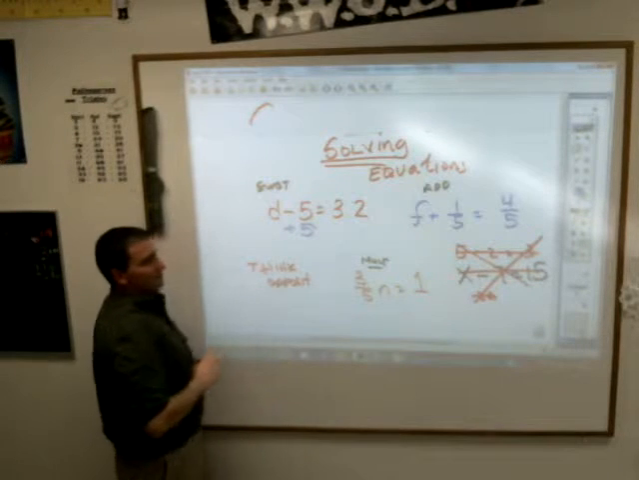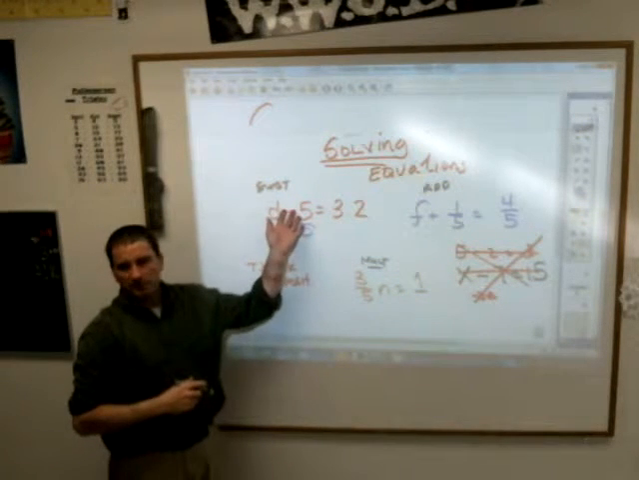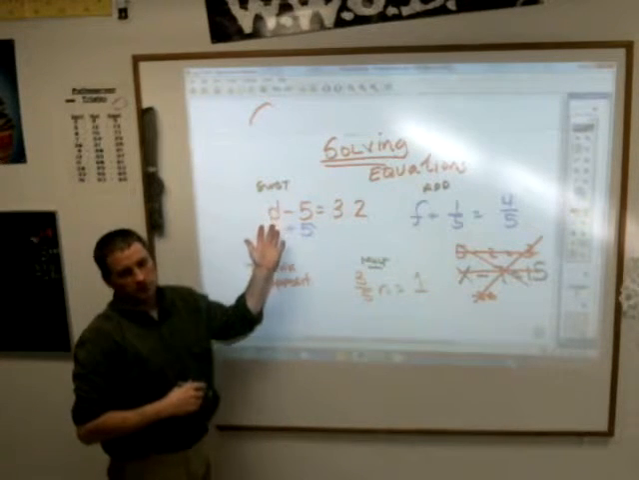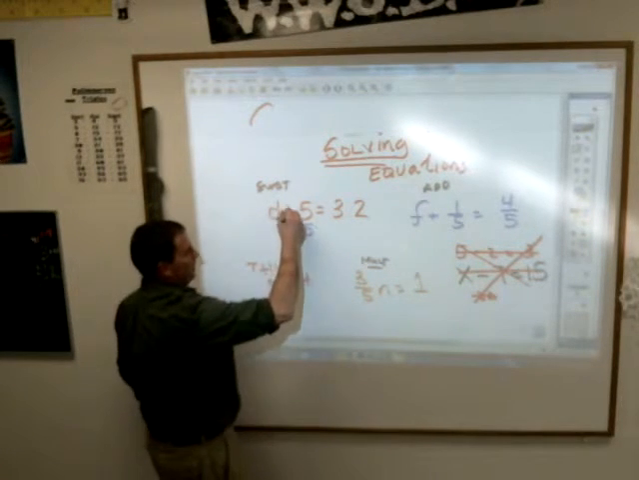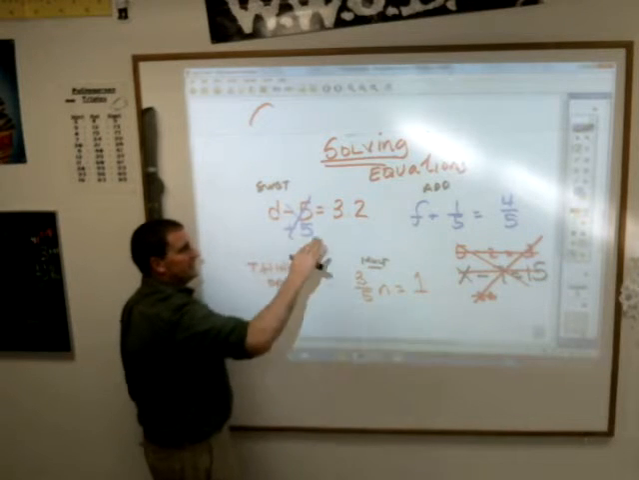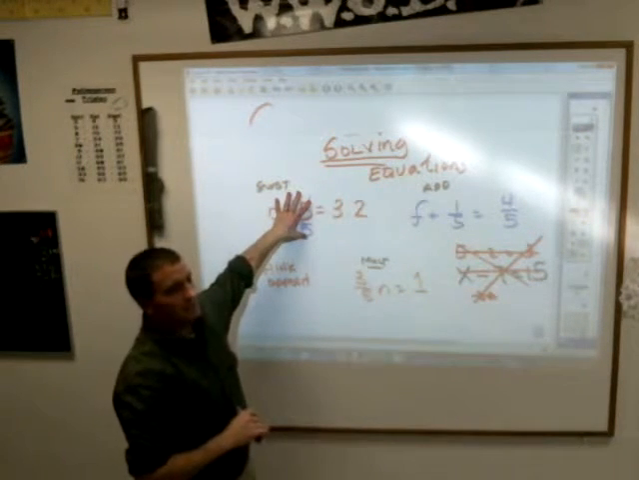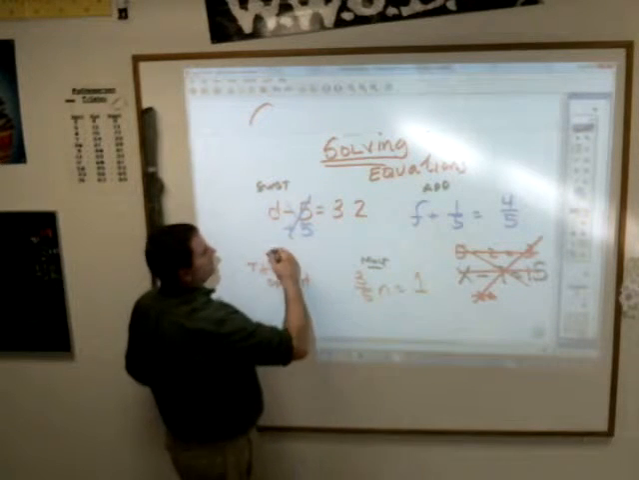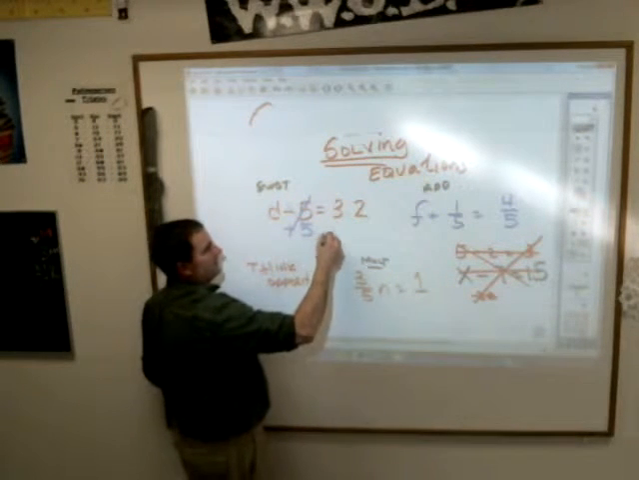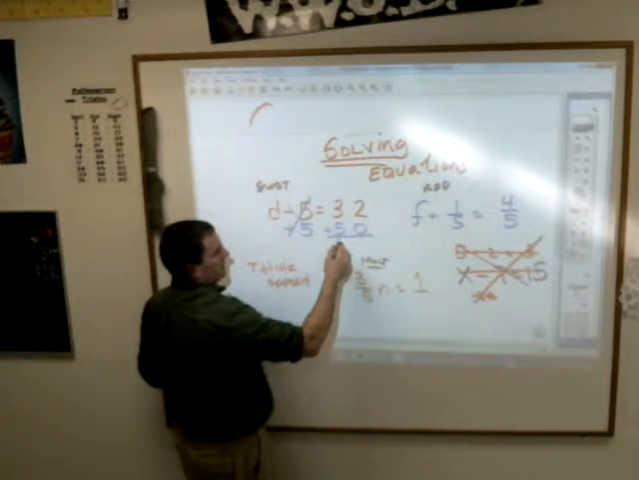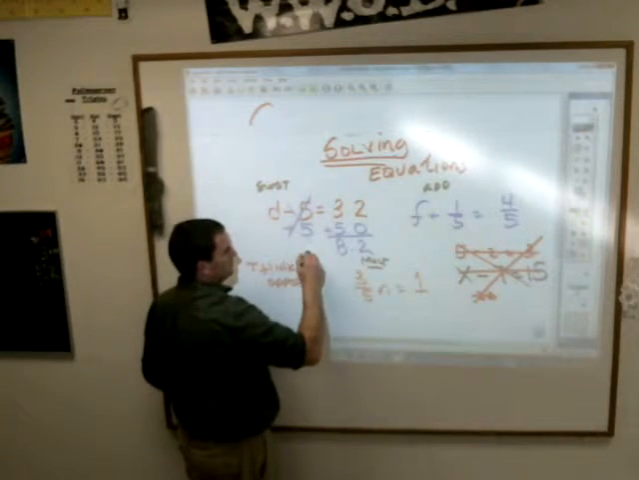Because when you add 5, does anybody know what happens when you add 5 to a minus 5? What do you suppose you're going to end up with? 0. You get nothing, it goes away. But there's a little rule in equation land that says if I add 5 to this side, I have to add 5 to this side as well. So when you add 5 to this side, you get 8.2.